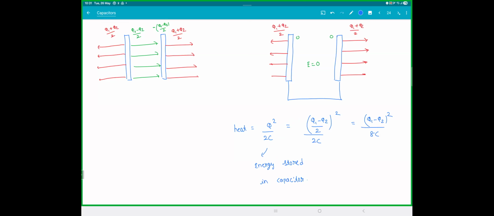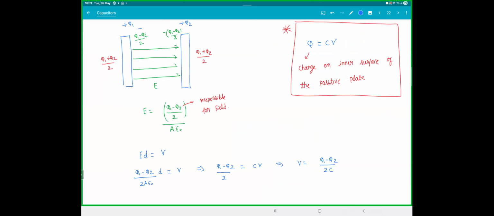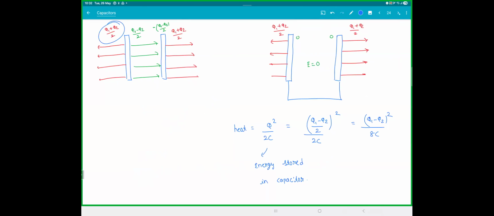All clear with this? Any doubts on this? Why was the charge Q1 minus Q2 by 2, na? The Q is the charge on the inner surface of the positive plate, isn't it? Outside is Q1 plus Q2 by 2. Those things were not affected. What vanished is the green one, isn't it? The green one is Q1 minus Q2 by 2. Clear?